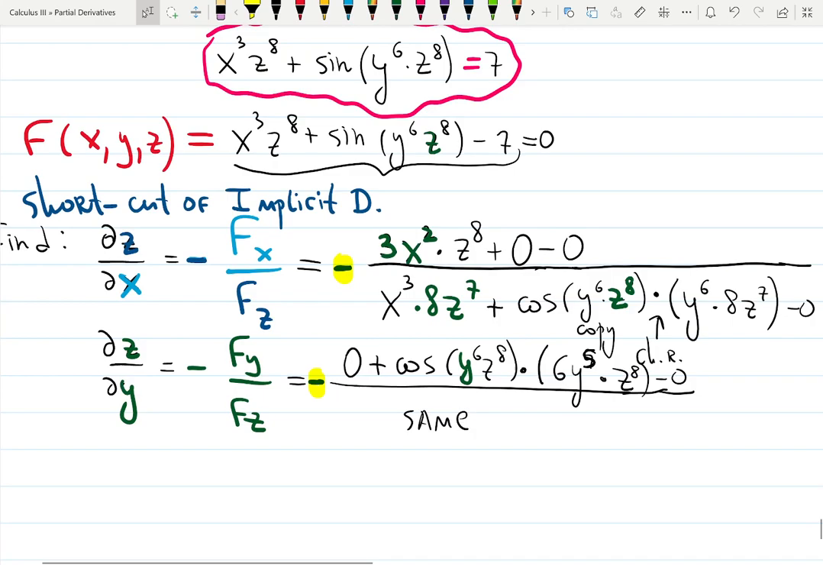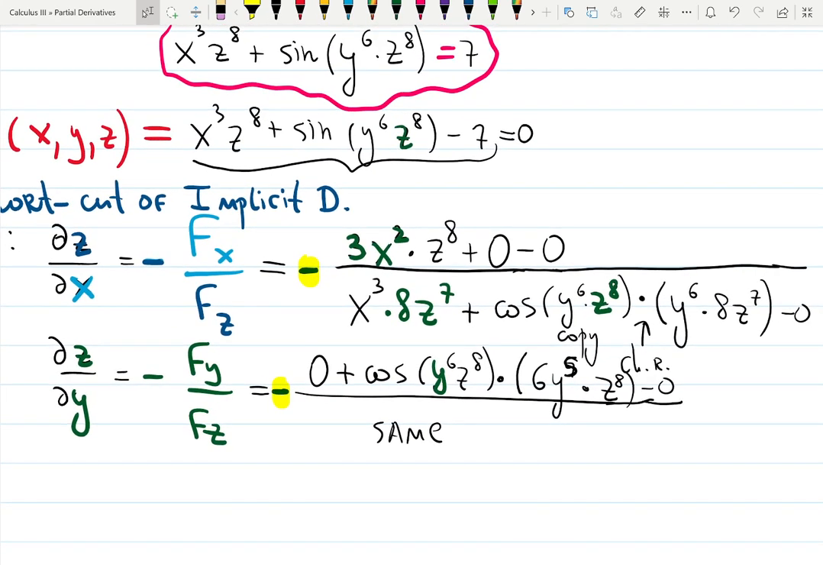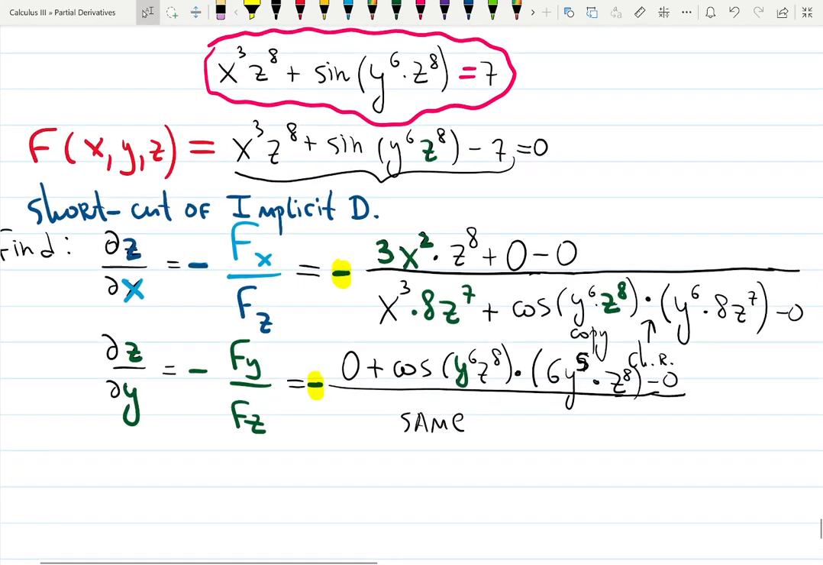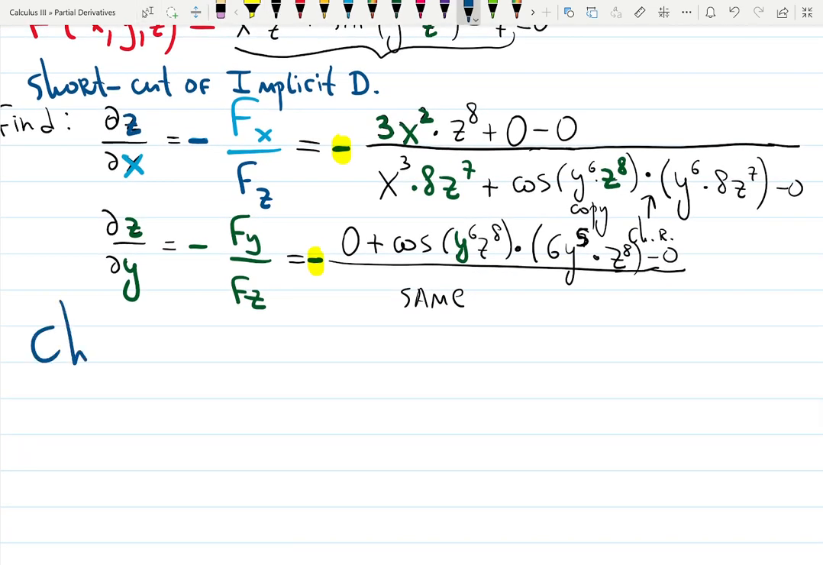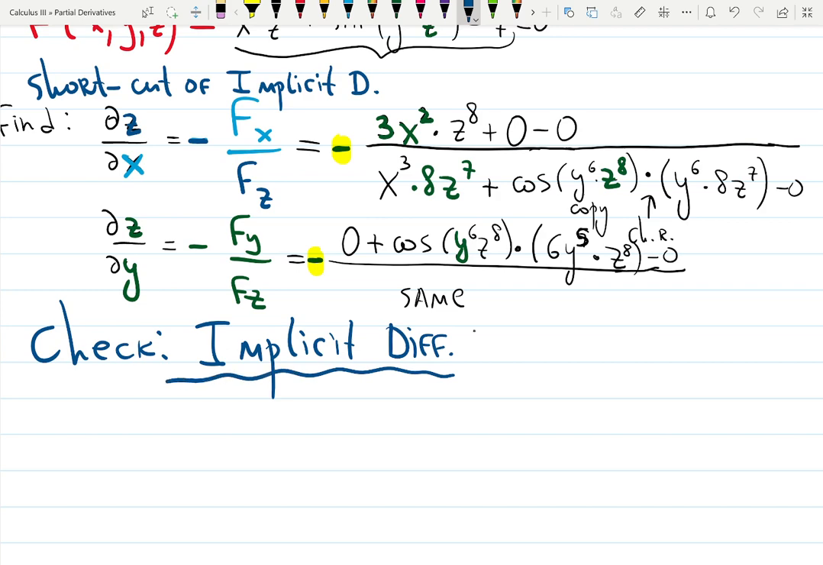Professor, can you do implicit differentiation for one of them just so we know how to solve it that way? I did implicit differentiation. Oh no, that will take forever. I did the implicit differentiation as an example before. So, okay. Good question. It's a smart question. Check yourself. Check that implicit differentiation will work. Implicit differentiation works.